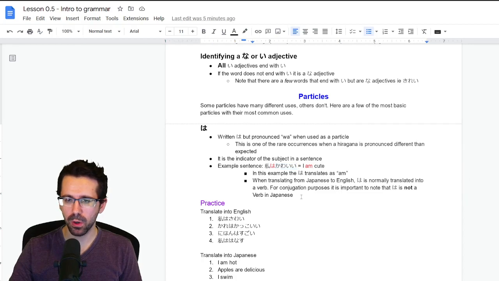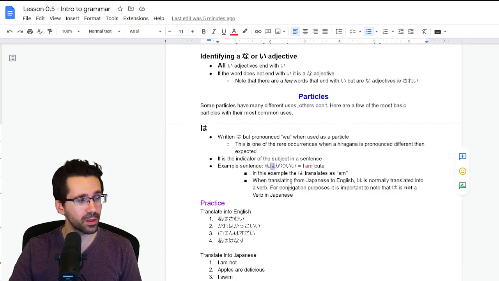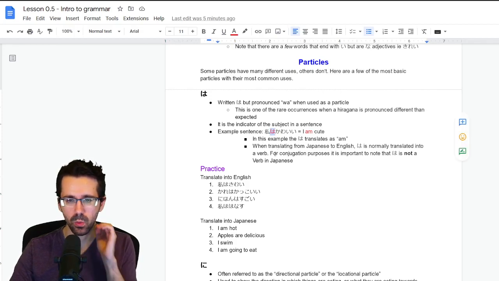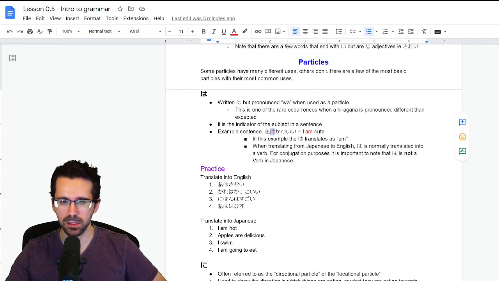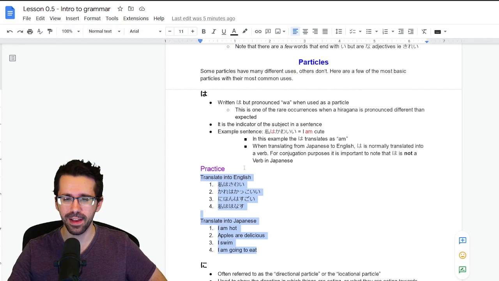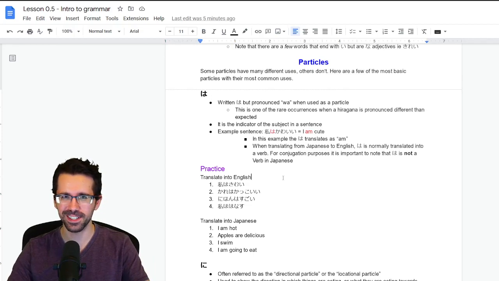I mentioned before that wa is a particle and not a verb. One important thing on that note is that particles do not conjugate. Verbs do conjugate, but particles do not. So this wa will always just be a wa and nothing else. There are some practice problems available here. Again, if you do have access to the textbook, now would be a good time to check those out and get to work trying out some translations. Good luck!